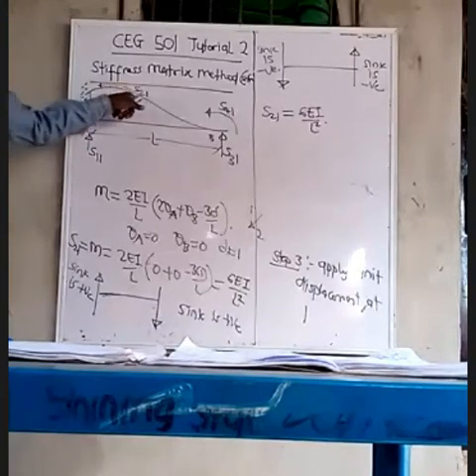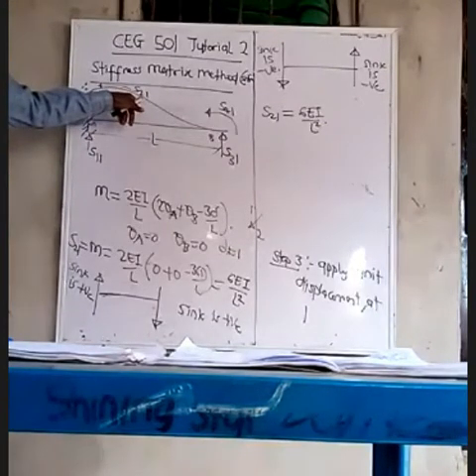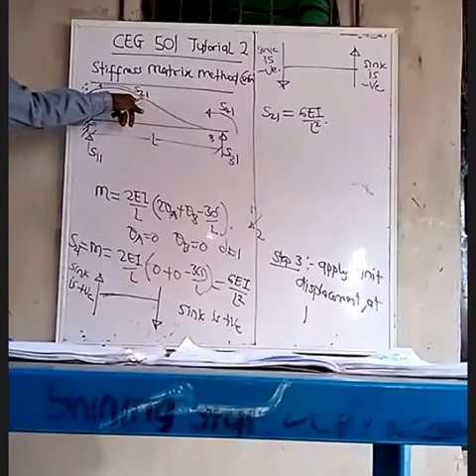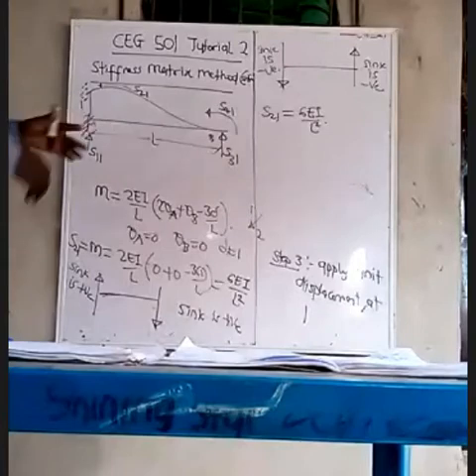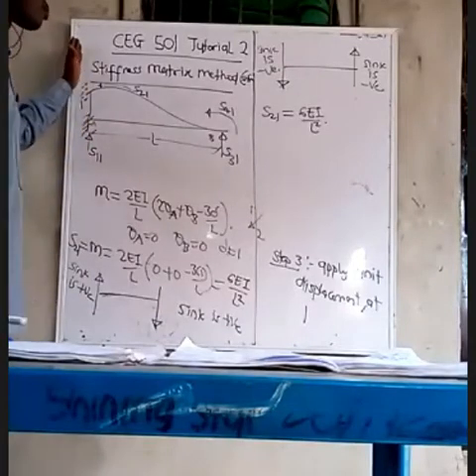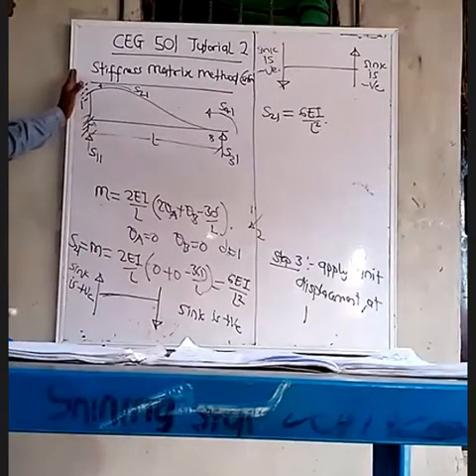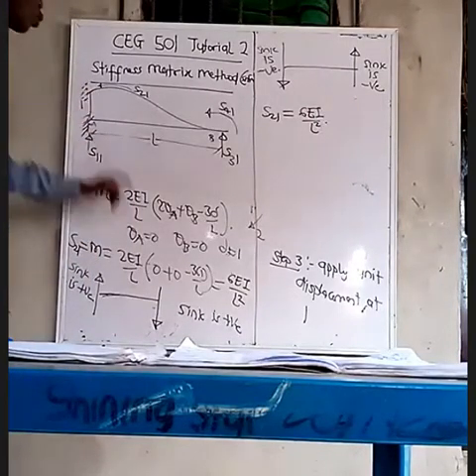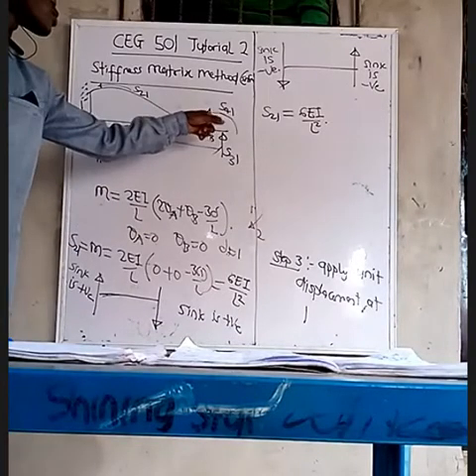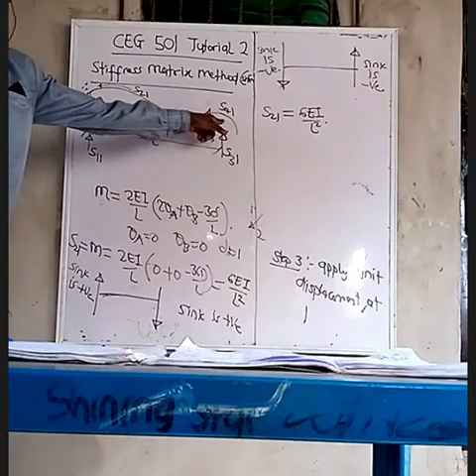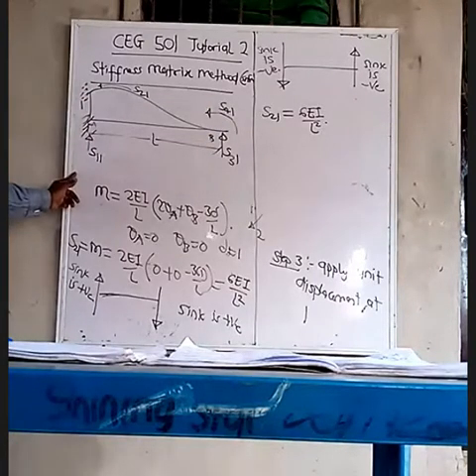No, we are calculating this S21. Are you following me? We are calculating the movement at this point. And at this point, the support moved up, which is this. So that means this movement will be what? Positive. And similarly, at this point also, the movement will be positive also.